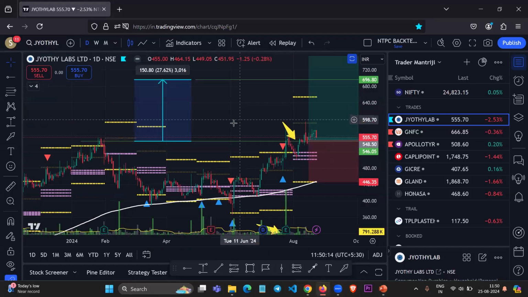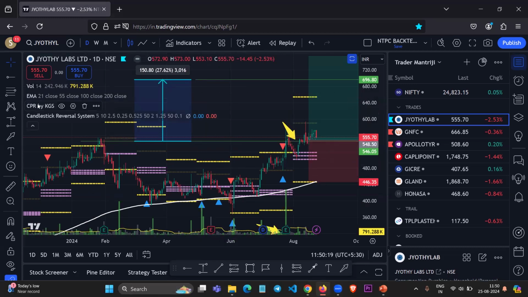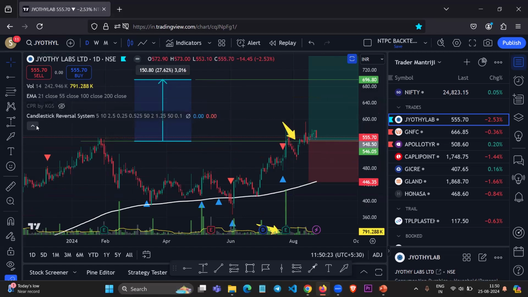As I said earlier, in this stock two setups are actually getting satisfied. So now we'll discuss that. For a moment I'll remove the CPR indicator.